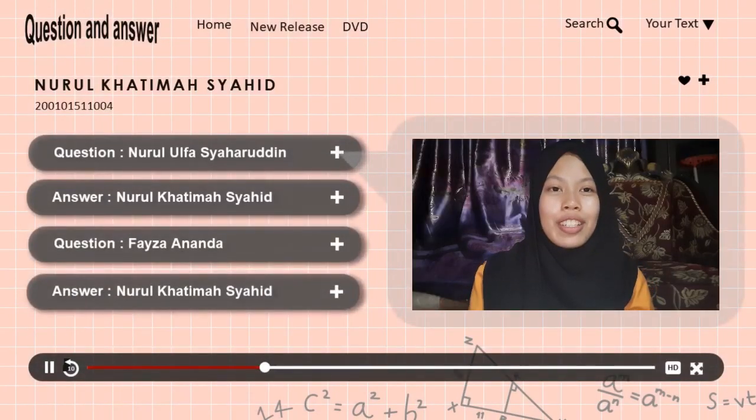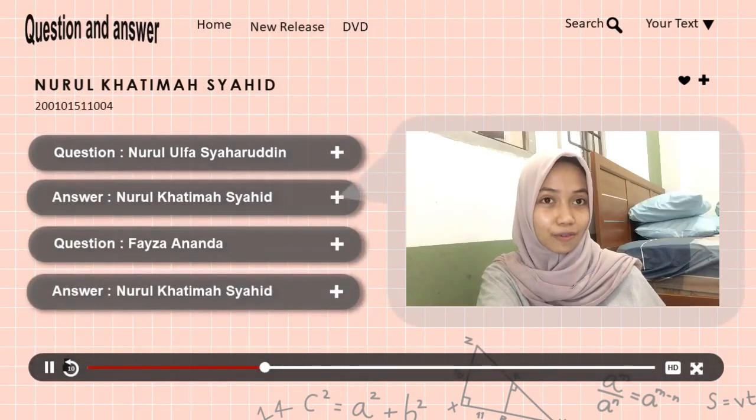My name is Nurul Ulfa Syarudin from Group 2. I want to ask Nurul Khatimah Syahid: of all the questions in set 1.1, why did you choose question number 134 to explain?